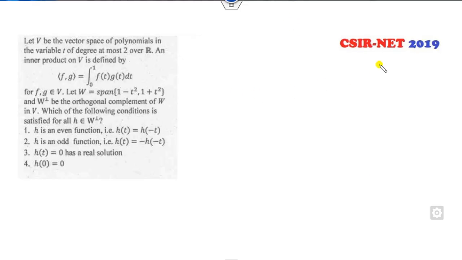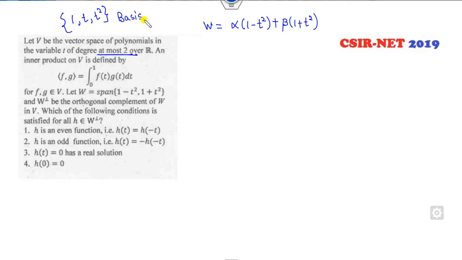Now look at this another one. This is a CSIR NET examination. Again, W is the span of this element. Then the orthogonal complement is defined as polynomials of degree at most 2. So what are the bases of this? 1, t, t square. These are my bases. Then which of the following is an element of the complement? H belongs to the complement.